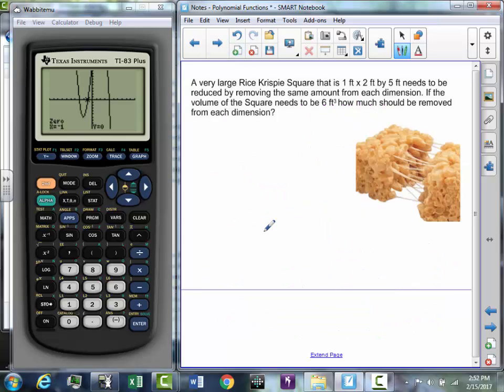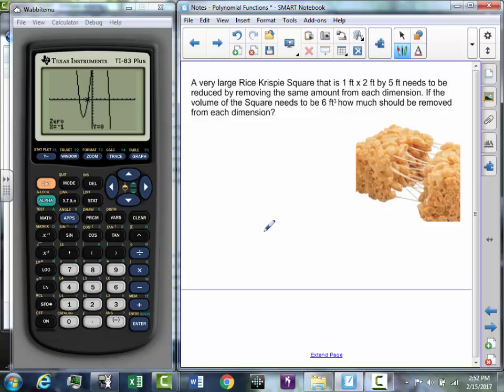Okay, the last thing I'm going to show you is a couple of word problems. Sometimes it's going to be a dumb, silly context like this one, where you're making a big Rice Krispie square. I don't know why, but it's 1 by 2 by 5 feet. And what you're going to do is remove the same amount from each dimension.